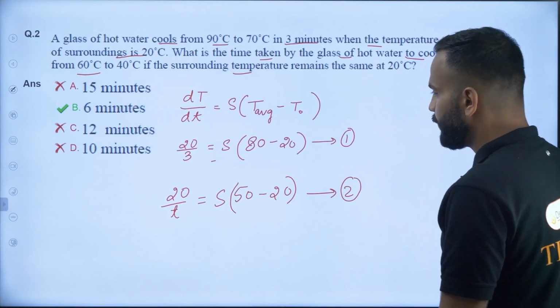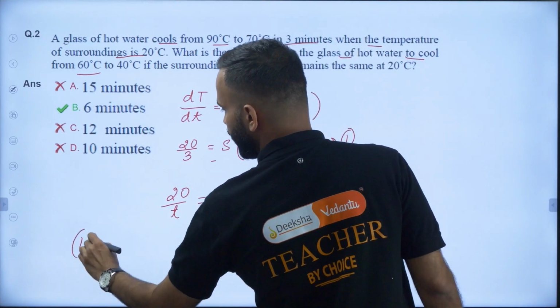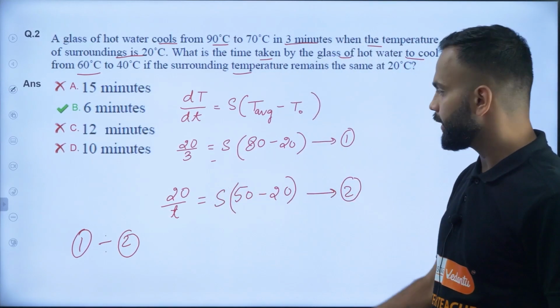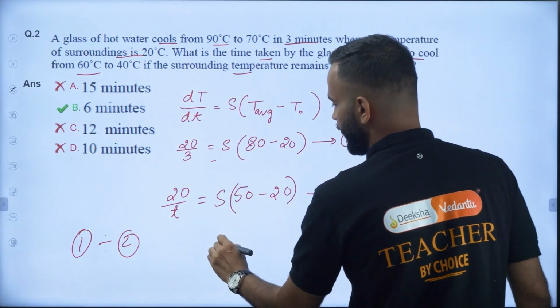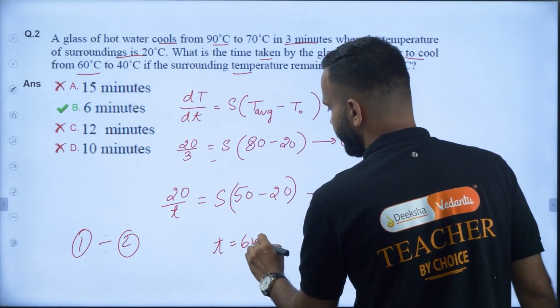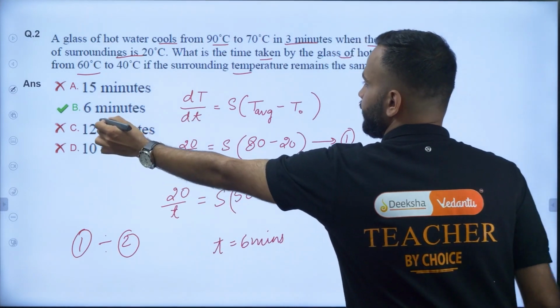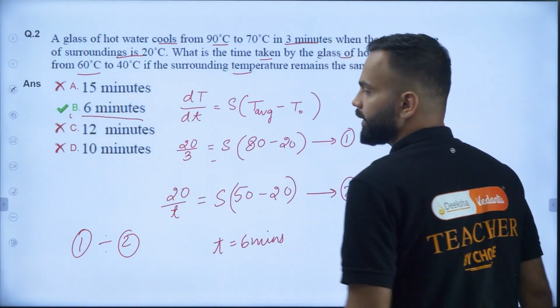So now divide first equation by second equation. Then you will get T equal to 6 minutes. The correct option is B.